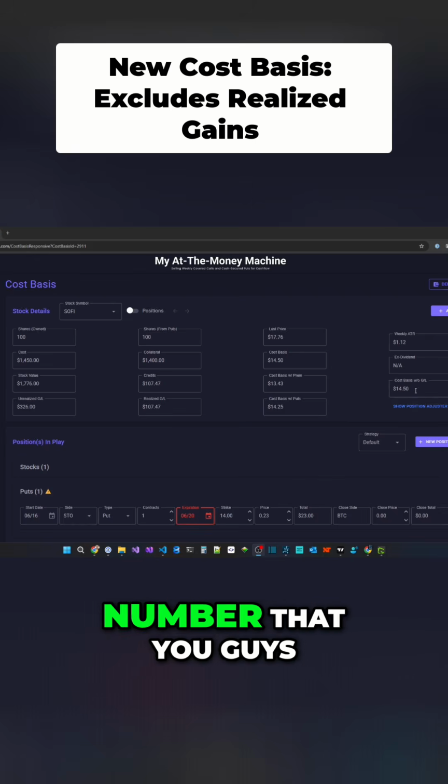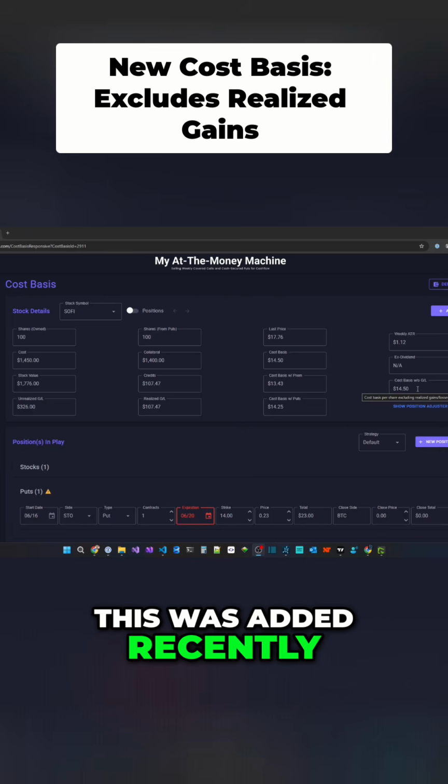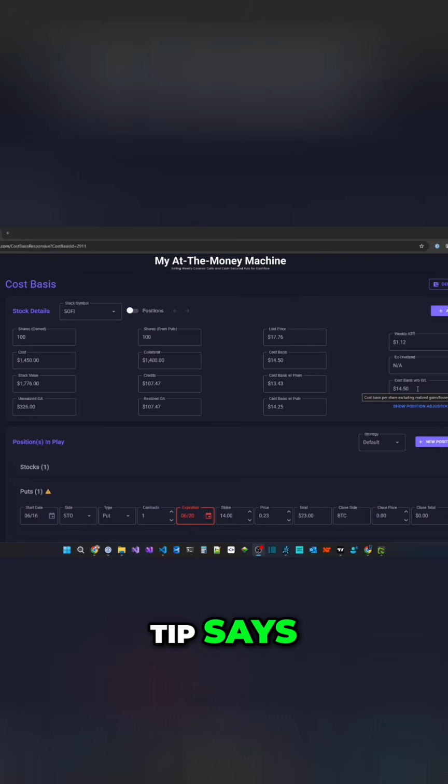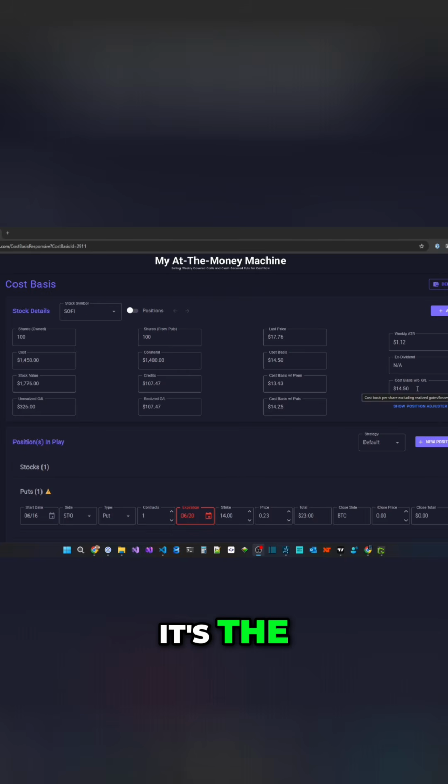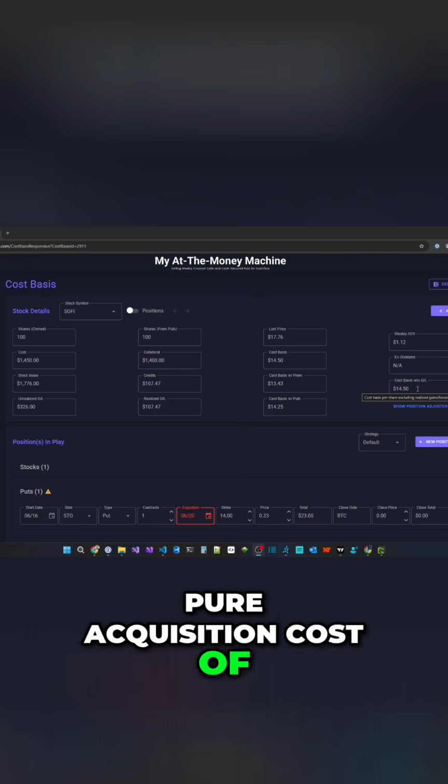Just realized another number that you guys may be seeing. This was added recently, but as the tooltip says, this is the cost basis, but it excludes realized gains and losses. It's the pure acquisition cost of the remaining shares.